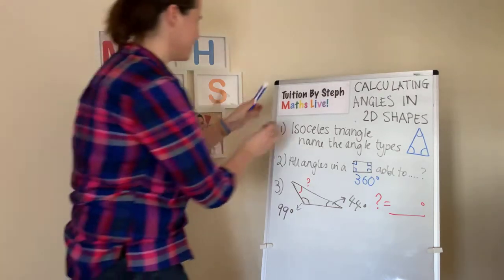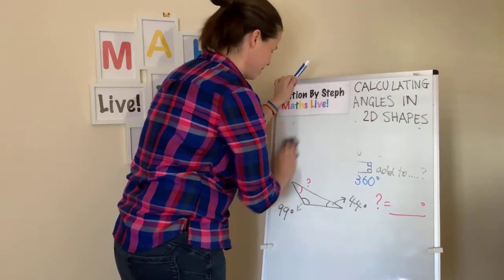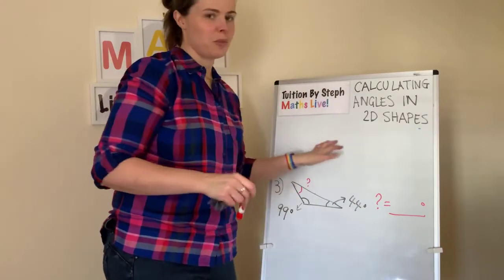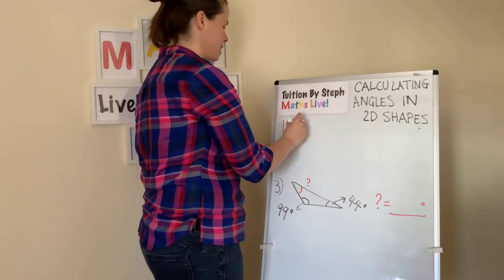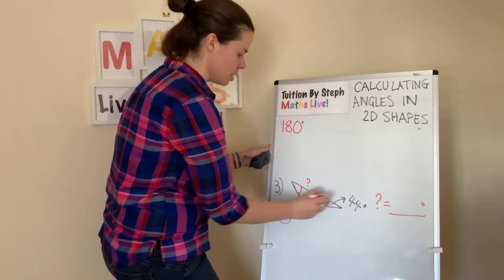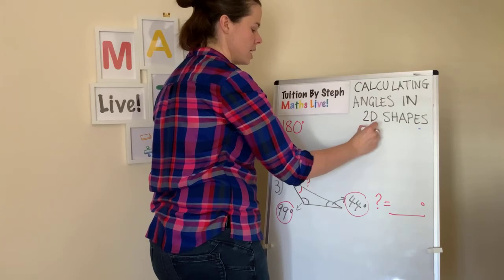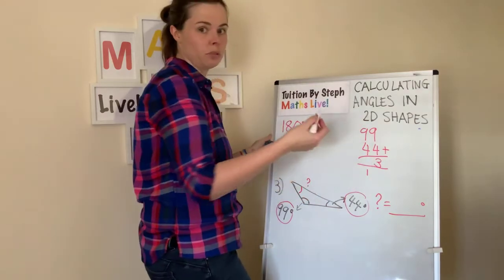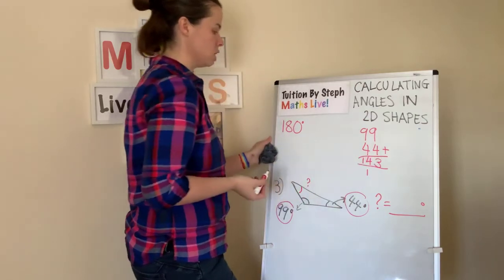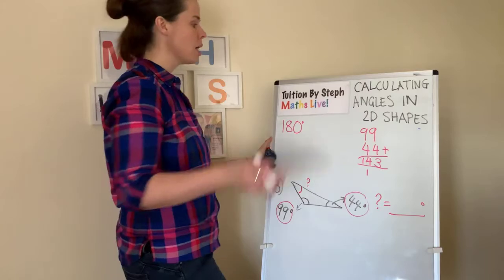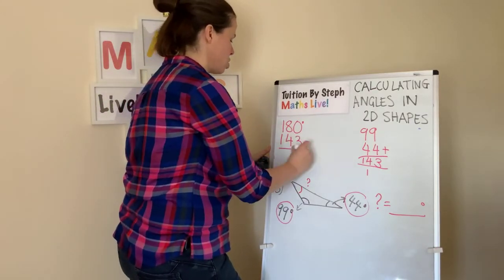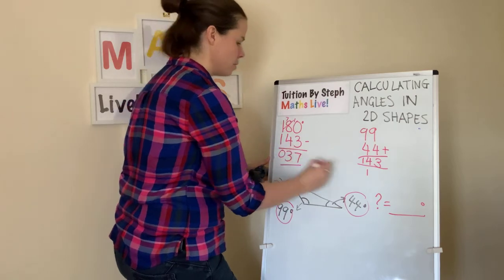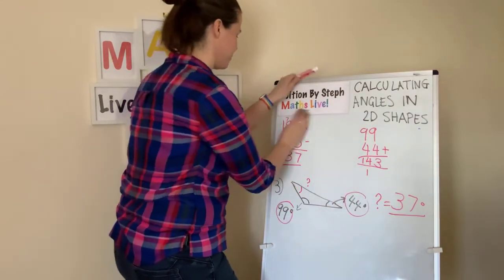Oh, got a few different answers. Let's see. Okay, so I rubbed it off the board, but all angles in a triangle add up to 180 degrees. So what we need to do is add the angles that we have been given. So we need to add 99 and 44. So 9 plus 4 is 13. 9 plus 4 is 13 again, plus the 1, that's 14. So 143 is the size of the angles we've got, but we need to subtract it from the total to know what's left, what this angle is. So that's 7, 3, 0. So it's 37 degrees. Well done if you got that.